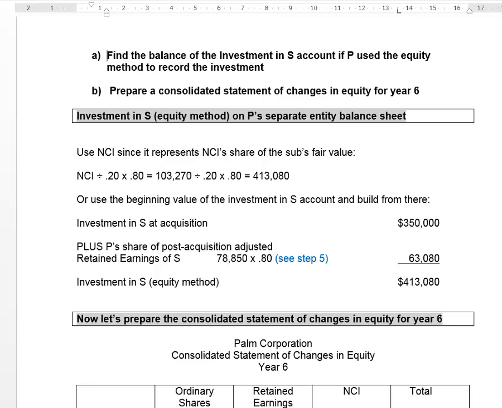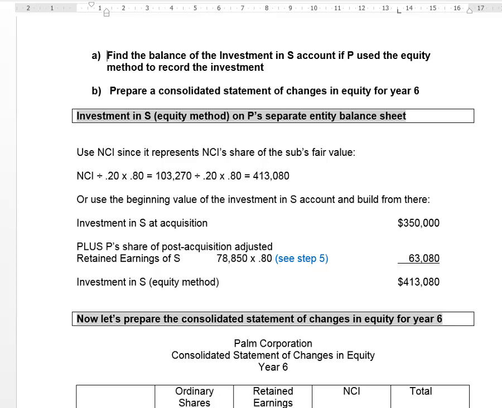So now if the parent company had used the equity method to calculate the value of the investment in S, it wouldn't be at cost. Remember, the original cost of this investment was $350,000, and that was back at the end of year 2. Don't forget, we're now into year 6. If P had used the cost method, they would still be showing that investment in S at the same value that they bought it at, which is $350,000.